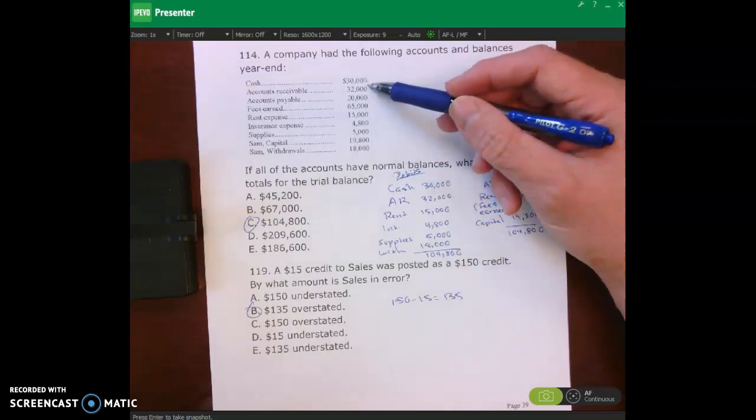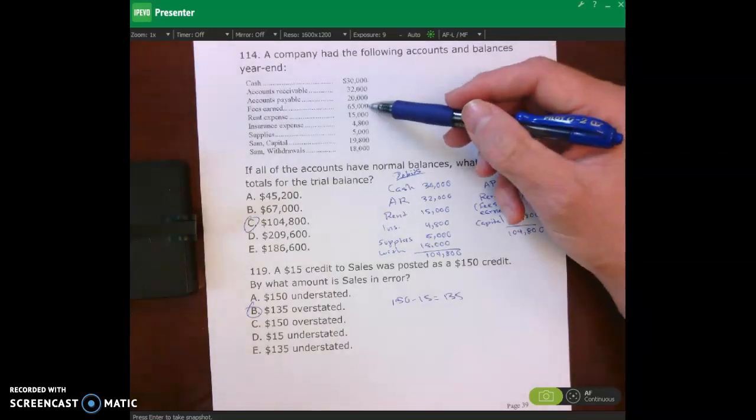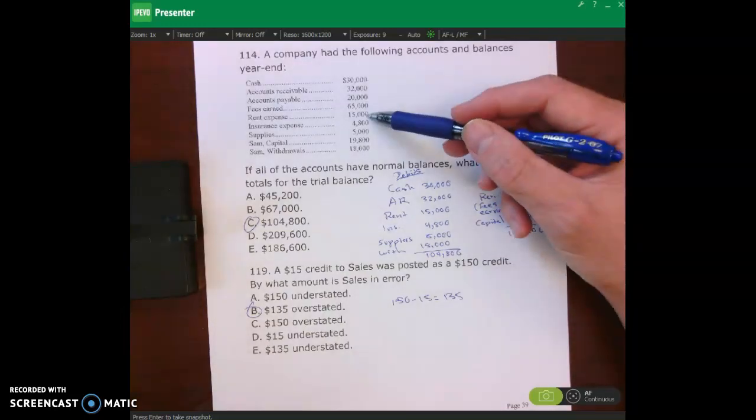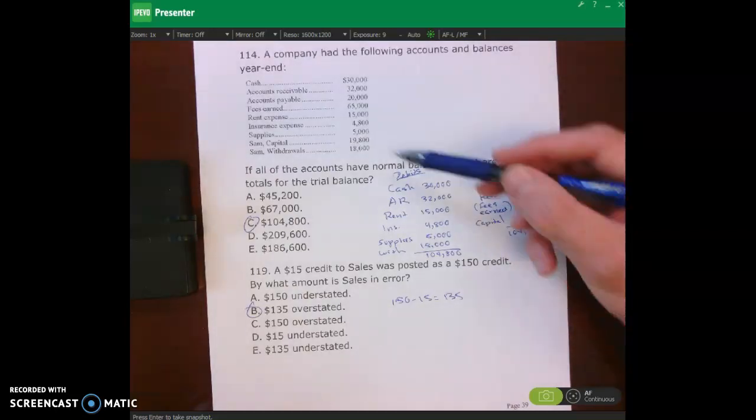Accounts receivable is an asset. Should have a normal debit balance. Accounts payable is a liability. It should have a normal credit balance. Fees earned is revenue. This should have a normal credit balance. Rent expense is an expense. It should have a normal debit balance.